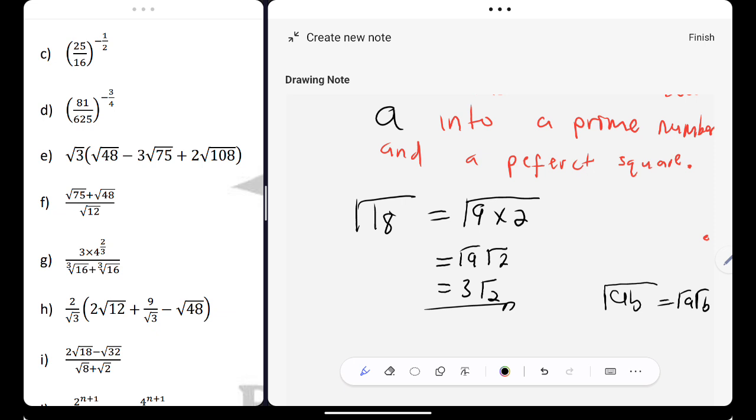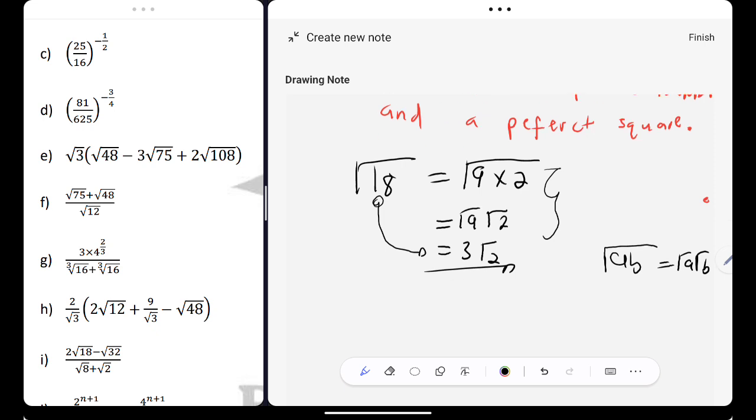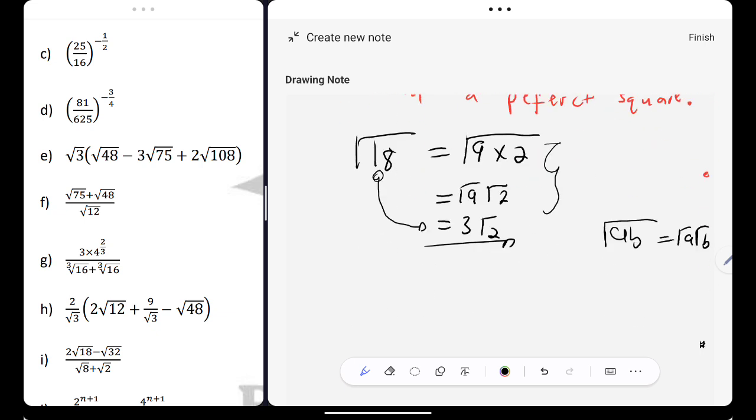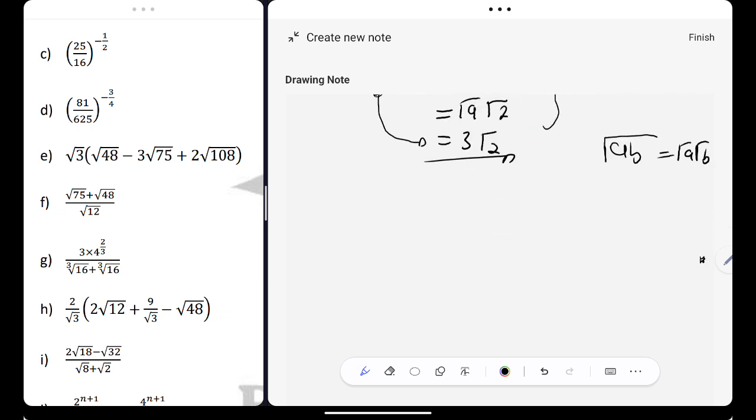The calculator will just move from here, going straight there. Then you will miss understanding the mathematical operations that happen within the calculator. That's why I strongly advise against using a calculator. Are we together? So whenever you deal with surds, you must always break down your numbers into prime factors and perfect squares. Are we together?